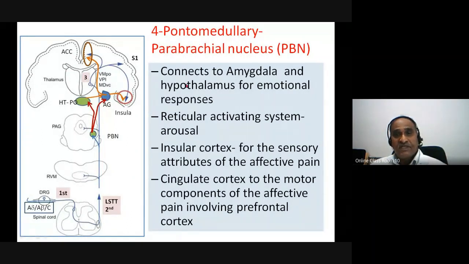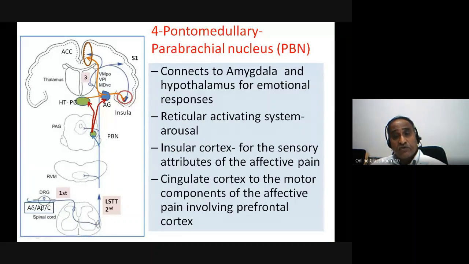So now what I have mentioned here connects to the amygdala. That means it tells that the pain is coming. And it tells the hypothalamus, come on, you reinforce, because the hypothalamus reinforces the autonomic response that is happening in the medulla. It will tell the hypothalamus for the reinforcement activity, and for the emotional responses. Reticular activating system. Further, this is a part of the reticular system. This reticular activating system activates the entire cortical mantle for arousal response.